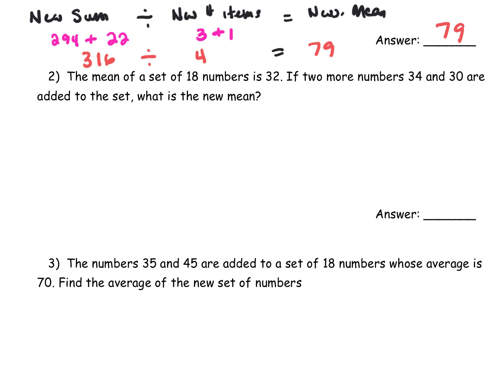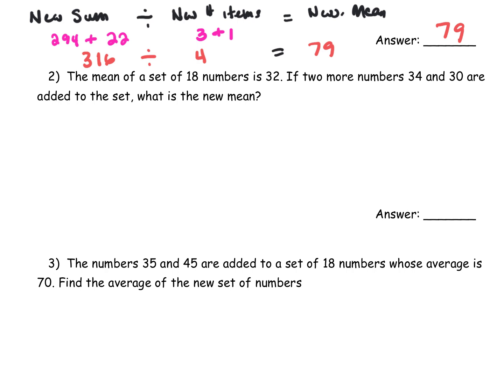So let's read through the second problem. The mean of a set of data of 18 numbers is 32. If two more numbers, 34 and 30, are added to the set, what is the new mean? This problem's very similar, but they're going to add two numbers to our number of items instead of one.